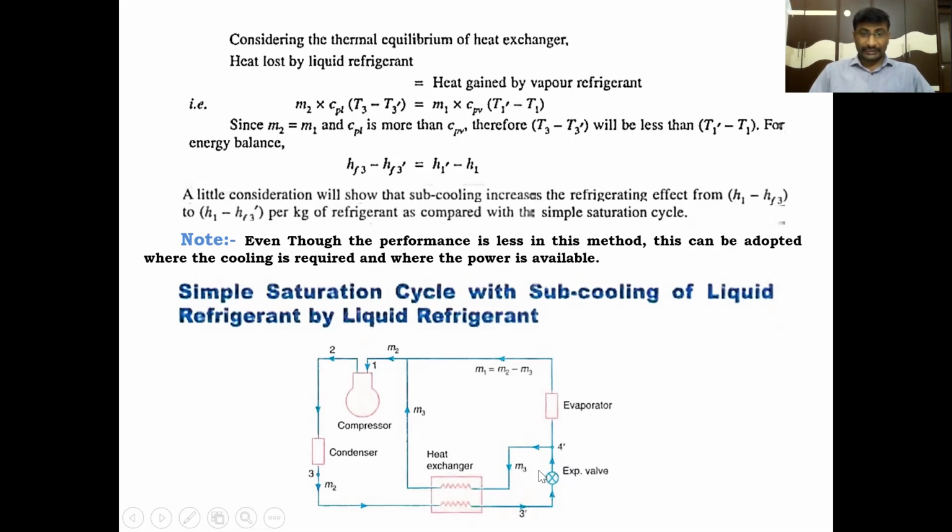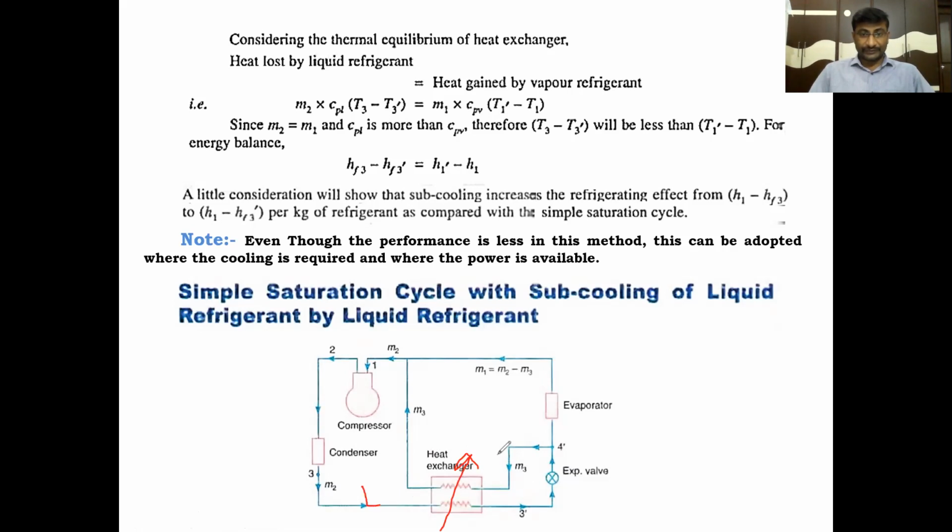From this, let us take that M3 is the amount of liquid refrigerant which is diverting towards the heat exchanger. This M3 amount of liquid refrigerant has low pressure and temperature. This low temperature liquid refrigerant is used as a cooling medium in the heat exchanger. This cooling medium absorbs the heat from the liquid refrigerant coming from the condenser. Due to absorption of that heat, it will be subcooled from 3 to 3 dash. Clear?